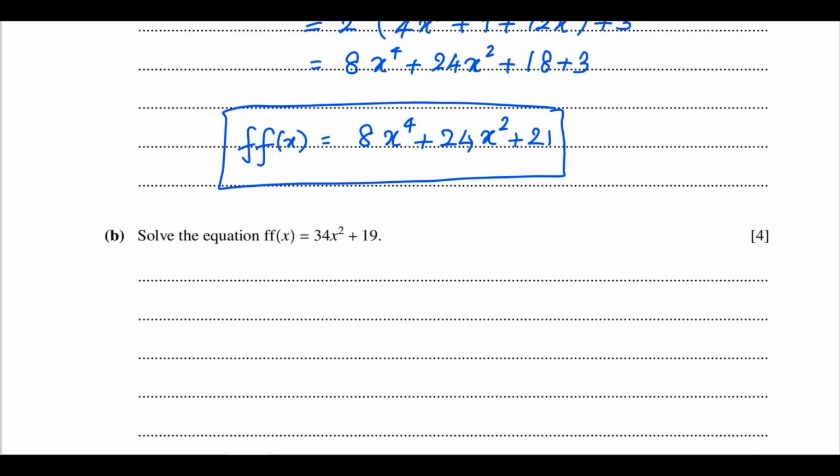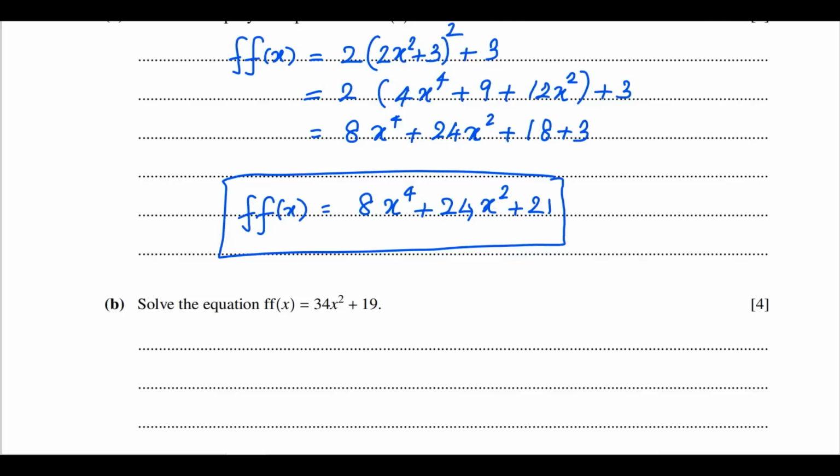So the next part of the question is solve the equation f of x equal to 34x square plus 19. Okay. From the previous question's answer, 8x power 4 plus 24x square plus 21 is the value for f of x. We'll substitute here, which is equal to 34x square plus 19. So now we have to solve this one. So bring all the terms into one side.